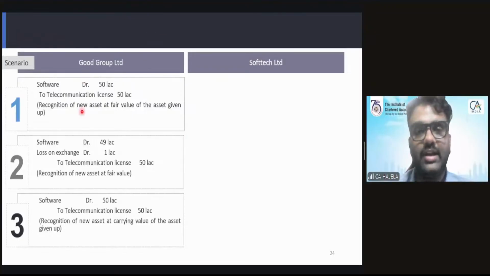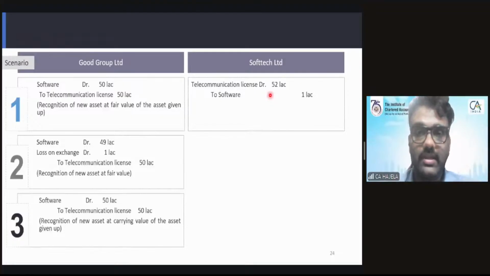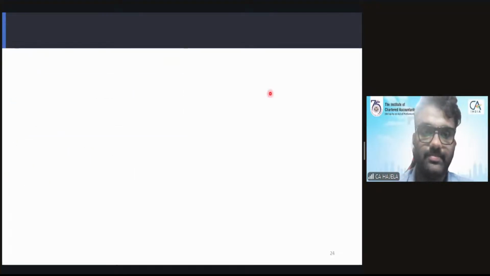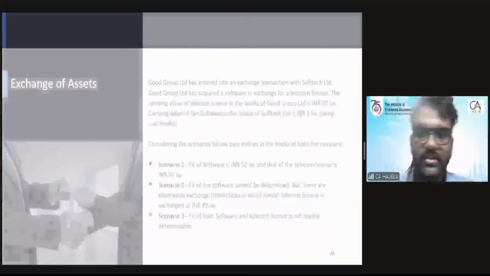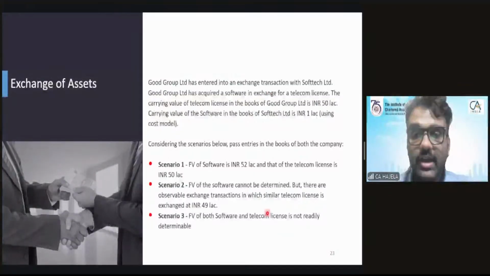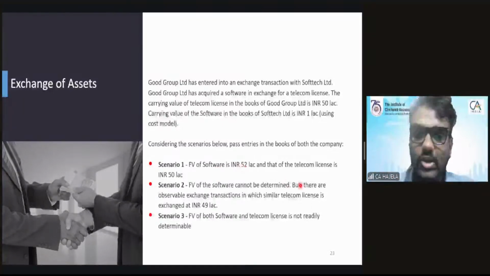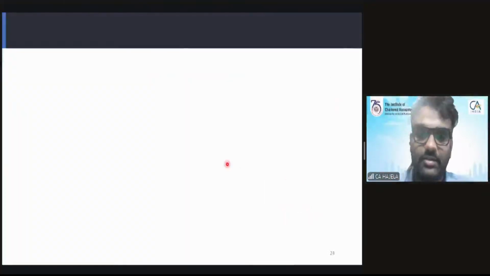Good groups ये कर रहा है तो Softtech Limited क्या करेगा? Equal and opposite. Now see, if we go to scenario one, let me just go back to scenario one in the question. What did scenario one say? Fair value की software that we are receiving is 52 lakhs. Right? Fair value of telecom license was different and software was different.